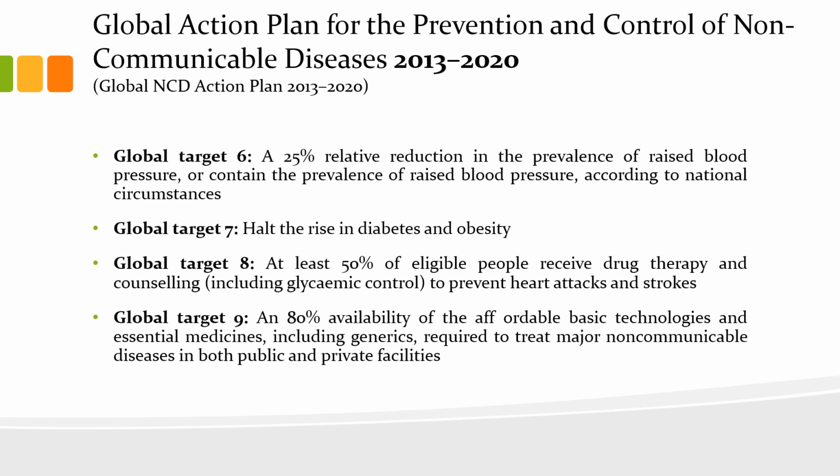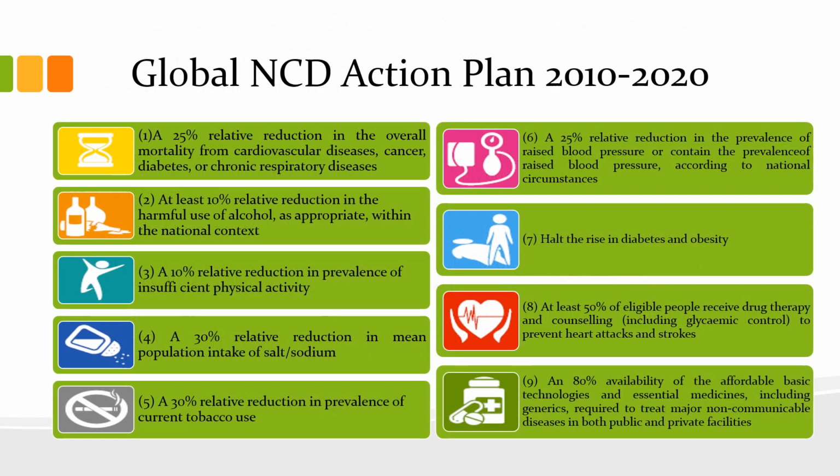25% reduction in prevalence of raised blood pressure, or containing the prevalence of raised blood pressure according to national circumstances. Halt the rise in diabetes and obesity. At least 50% of eligible people receive drug therapy, and 80% availability of affordable basic technologies and essential medicines so that major non-communicable diseases are treated. So in summary, this is the Global NCD Action Plan.